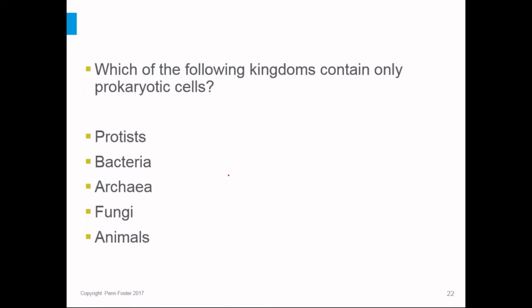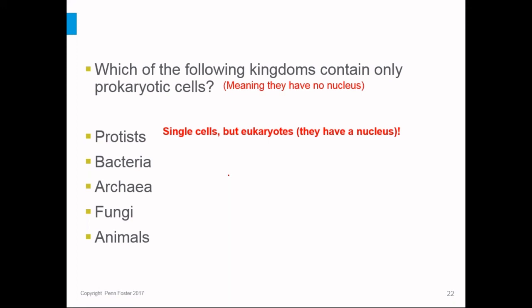Let me go back here. Prokaryotic cells means they have no nucleus. So our first option, protists, is not correct. Single cells make up protists, but they are eukaryotes. They have a nucleus. But our correct answers are bacteria and archaea. Both of those are single cells, and they do not have a nucleus. That makes them prokaryotes. They're actually in their own kingdoms and their own domains.